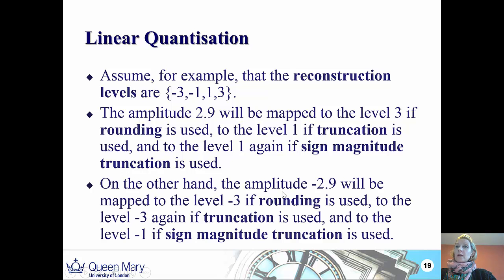By way of contrast, if we have an amplitude of -2.9 that we wish to represent using our reconstruction levels, the number will be mapped to -3 if we're using rounding, so it's mapped to that closest value to it. It will be mapped to the number -3 again in the case that truncation is used. Okay, so it's mapped to the closest number which is smaller than it, and it will be mapped to the level -1 in the case that sign magnitude truncation is used, so the closest level whose value is smaller than its absolute value.